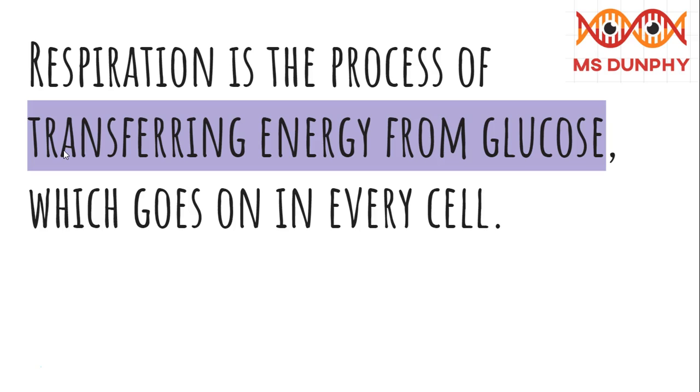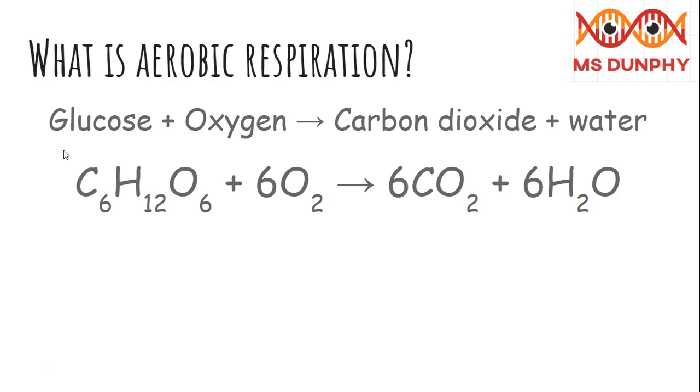Respiration is the process of transferring energy from glucose, which goes on in every cell. Respiration is exothermic. It transfers energy to the environment. Aerobic respiration is respiration using oxygen. It's the most efficient way to transfer energy from glucose. Aerobic respiration goes on all the time in plants and animals. Most of the reactions in aerobic respiration happen inside cell structures called mitochondria.